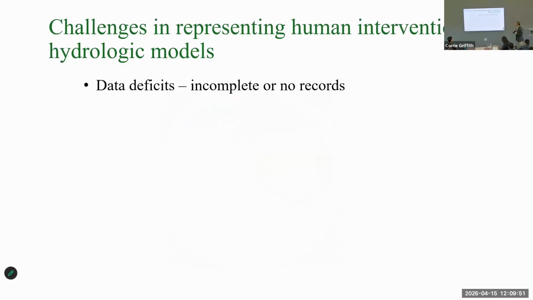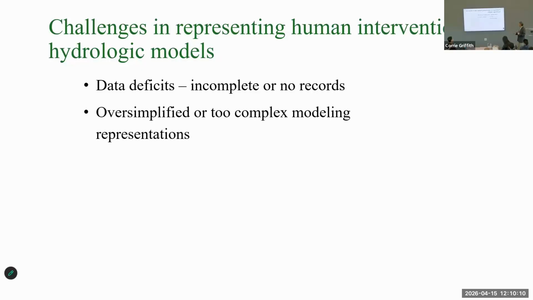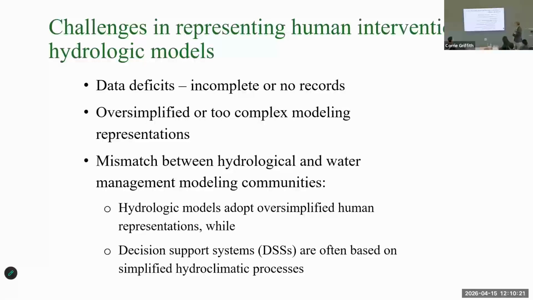One is the data deficit. We have incomplete or no records on some human interference. For example, for reservoirs, that's my current major work. We try to assess the data availability for reservoir operations, then we could build records and reservoir models. I'm going to talk about that later on. The second issue is the so-called oversimplified or too complex model representations. That's actually related to the third point, the mismatch between hydrological and water management modeling communities. I'm not sure if you agree with my statements here.